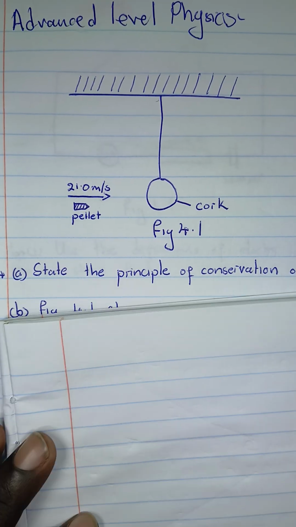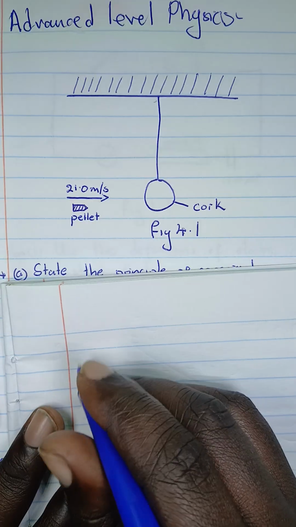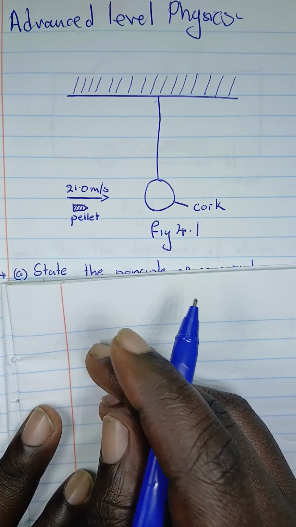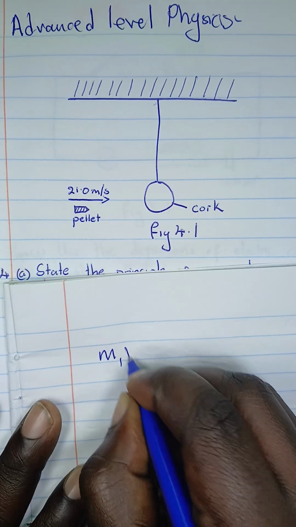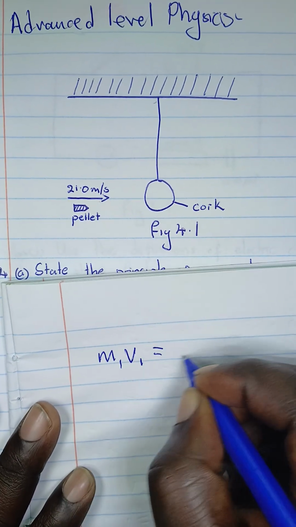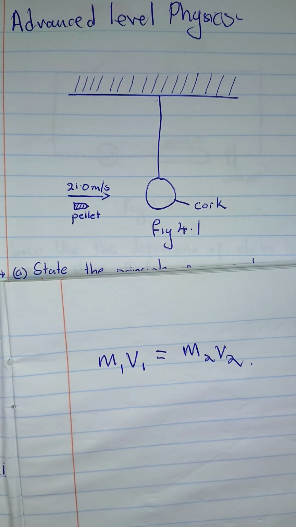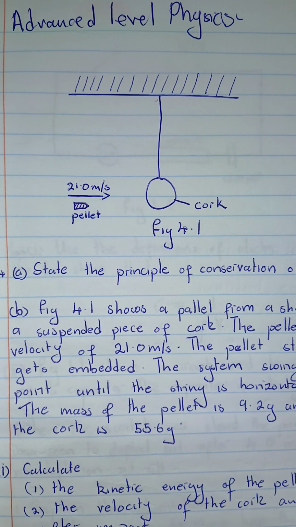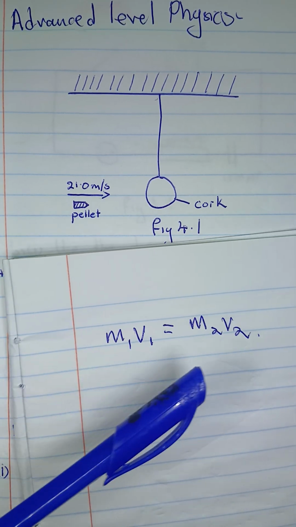In a closed system with no external force, the momentum before collision is equal to the momentum after collision. That's the principle of conservation of momentum. So remember, you have to state that in a closed system, the momentum before collision, mv, is equal to the momentum after collision.